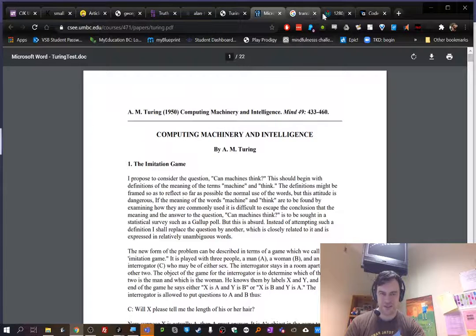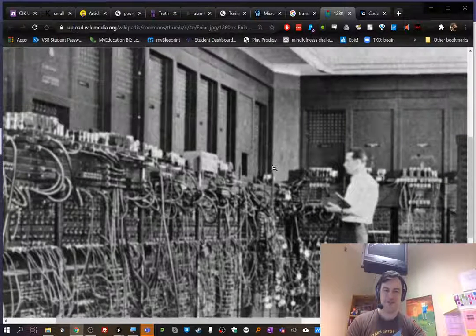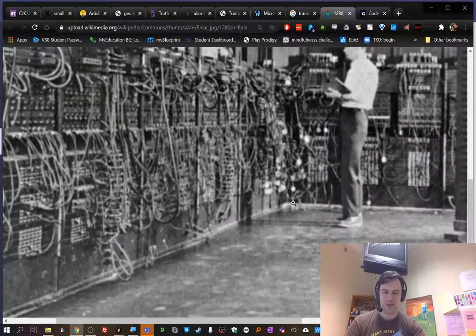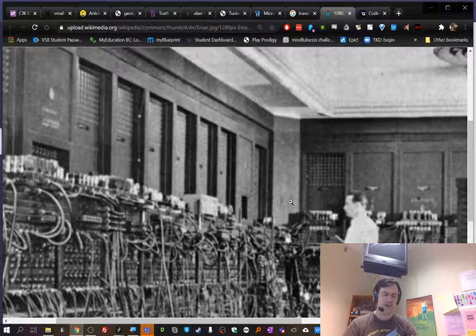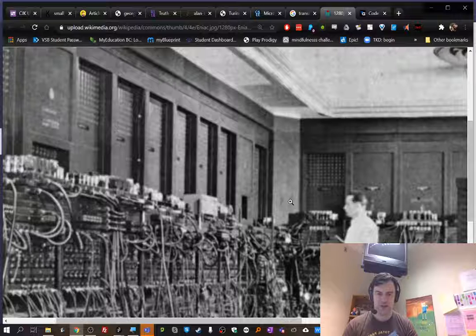I don't know if I have the next picture ready. Oh yeah, here it is. So this isn't his computer, but once the Allies create that computer, gosh, I've forgotten the name of it. Bomb something. Oh, I forgot. Oh well, whatever.